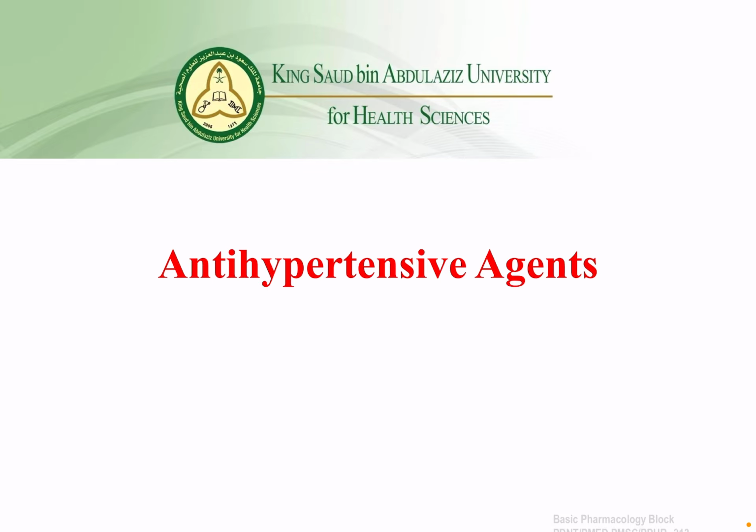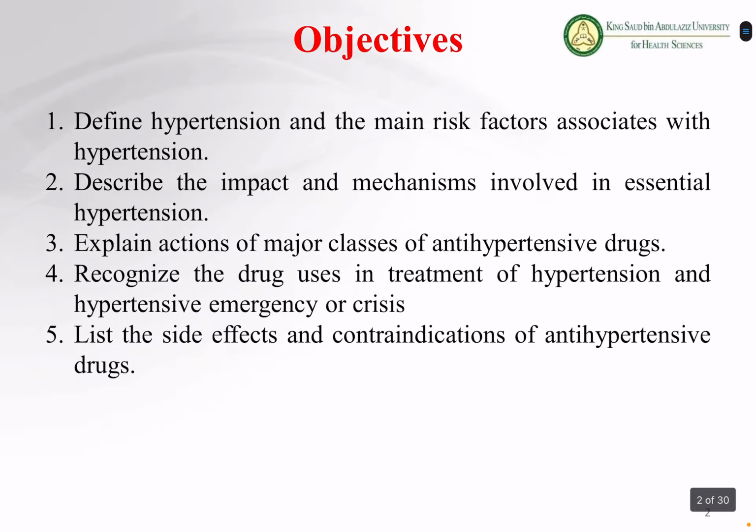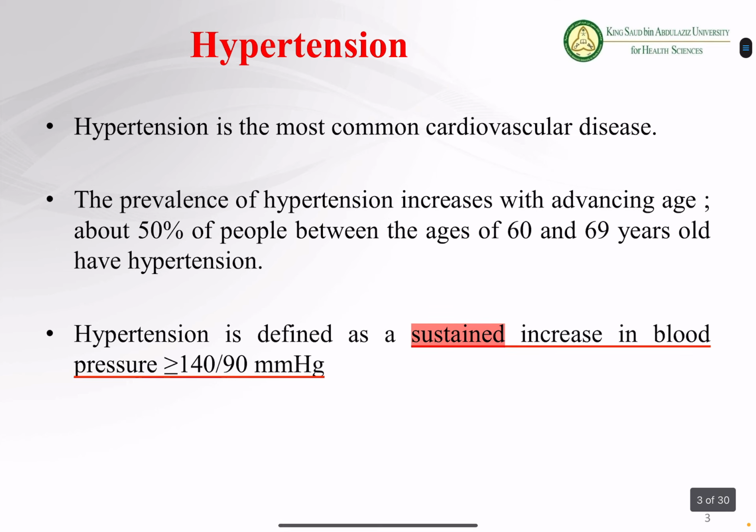We start with the definition of hypertension. We discussed that hypertension is not only defined as an increase in the blood pressure, but we say there should be a sustained increase in the blood pressure. I told you that hypertension is one of the highly prevalent cardiovascular diseases. We discussed the data also.